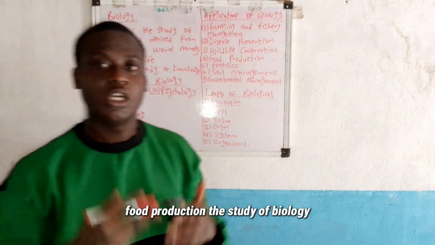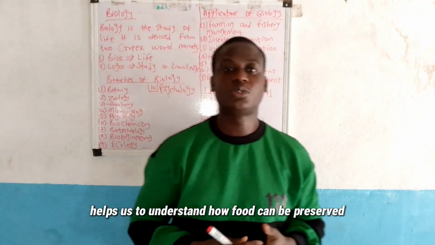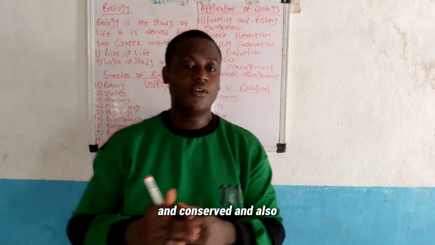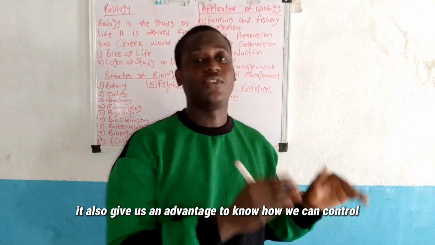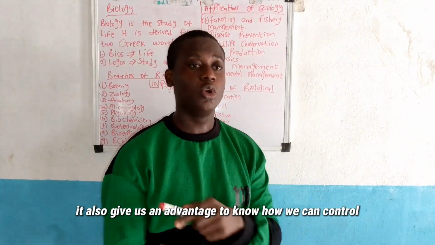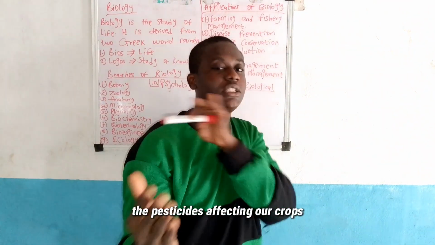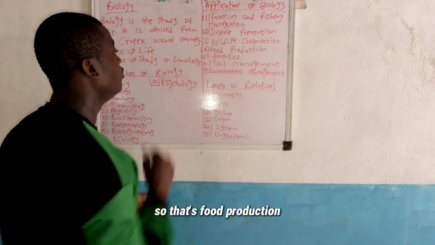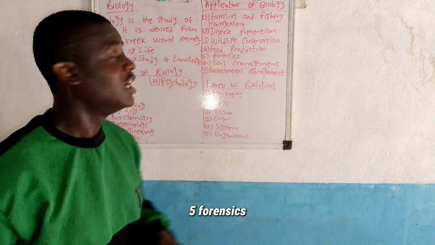4. Food production. The study of biology helps us to understand how food can be preserved and conserved. And also, it gives us an advantage to know how we can control the pests affecting our crops using insecticides. Are you with me? So that's food production. 5. Forensics. The study of biology.